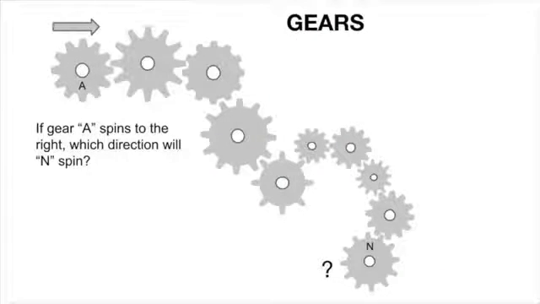If gear A spins to the right, which direction will N spin? To the right or to the left? In this case, there's an even number of gears, so if we use our simple little cheat, it means it's going to go to the opposite direction of the first one, in this case, to the left.